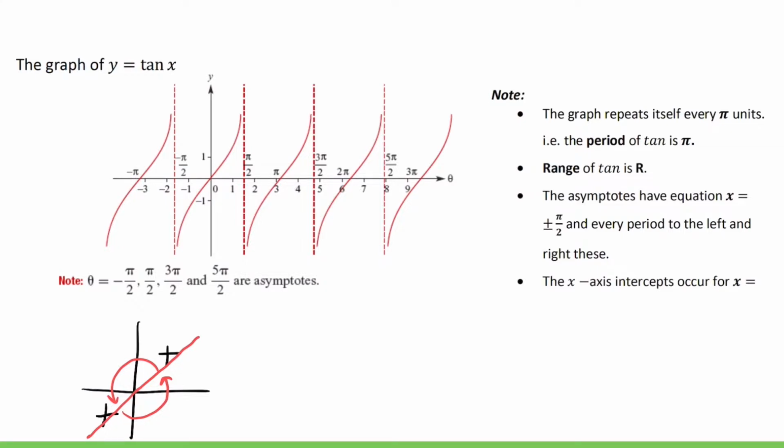The next one is that the range of tan is R. What happens is our values approach the asymptotes. They're never going to touch them, but they will approach them, and so they will continue on forever. We do have asymptote equations, which are x is equal to plus or minus pi on 2. Of course, that is dependent on whether we have any transformations that occur.